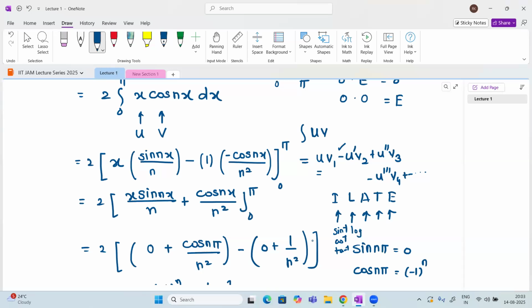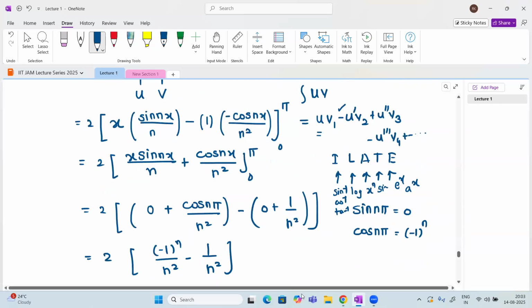A stands for algebraic. That means polynomial, x raised to n, like that. 2x plus 5, like that. T stands for trigonometric: sine, cos, tan, cot, sec, cosec. E stands for exponential: e raised to x, a raised to x, like that. Is it clear?